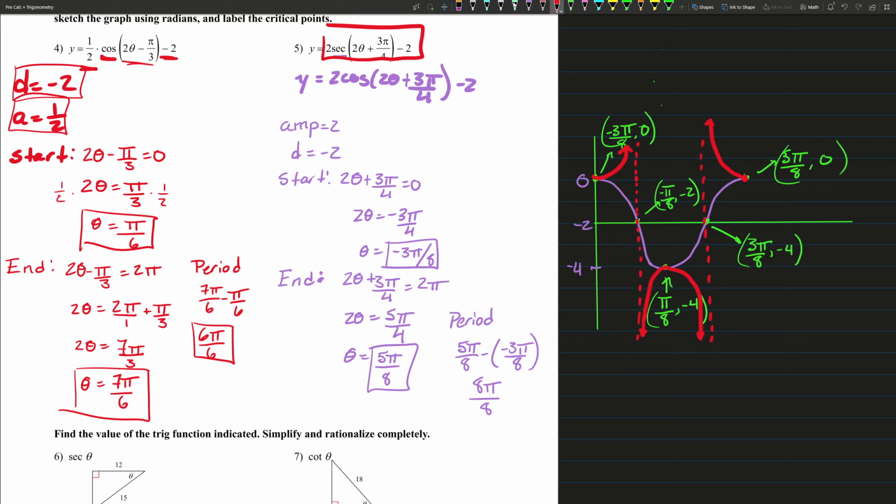So the stuff in red is our actual secant graph. Everything else is just there to help us. Right, so all of these points are still the same. This right point is the same, this left point is the same, this middle point is the same. And then these points tell us the asymptotes. So the asymptotes in those cases are 3 pi over 8 and negative 3 pi over 8.